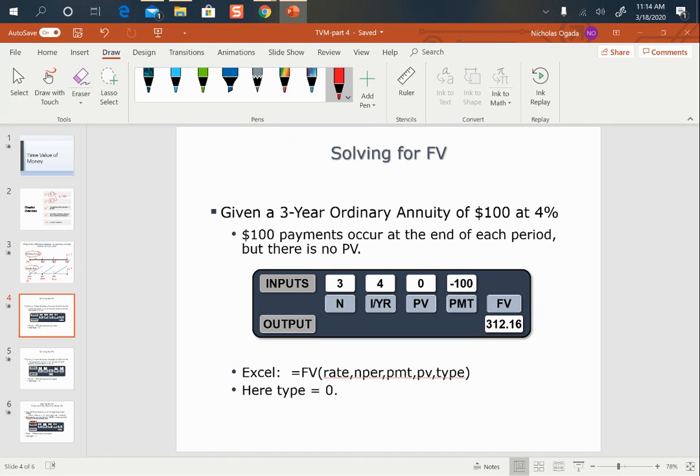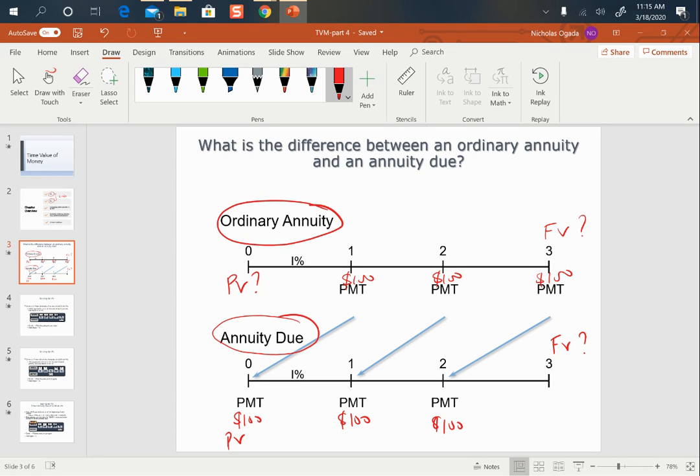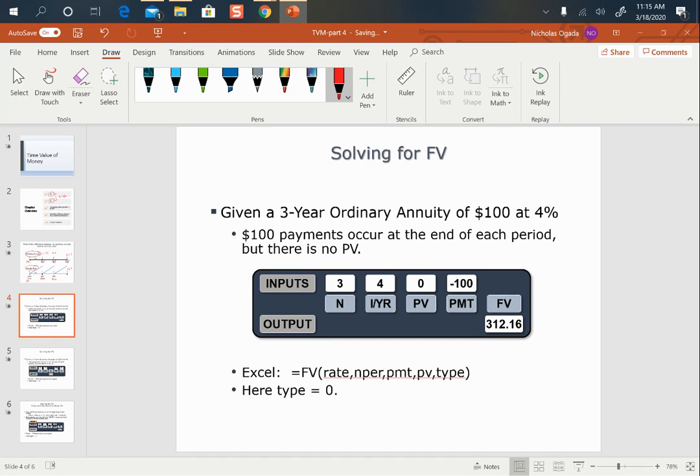So to compute the value of an annuity, this could be an annuity due or an ordinary annuity. In the case of an ordinary annuity, we're going to use a simple example of $100 as the payment at 4% per year, for a period of 3 years. So our N is 3 years and our rate is 4%. If that's the case, what is the future value of this series of payments?